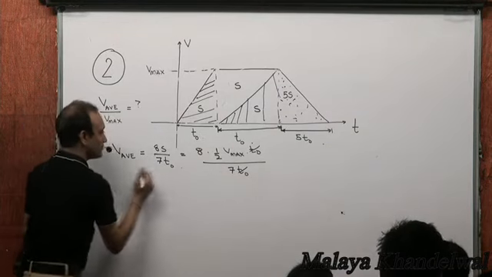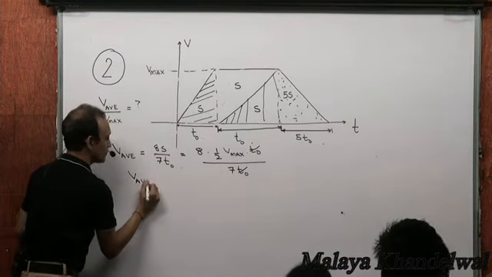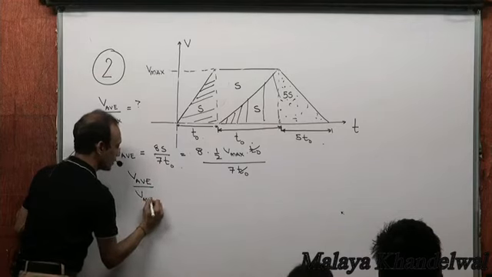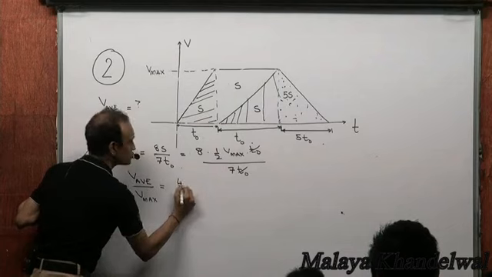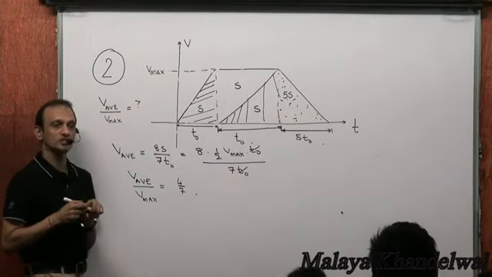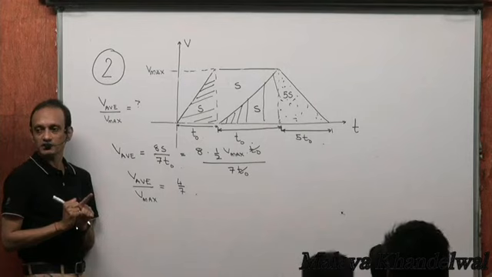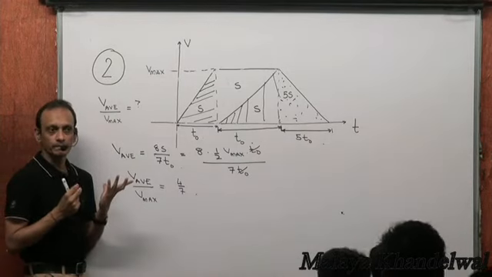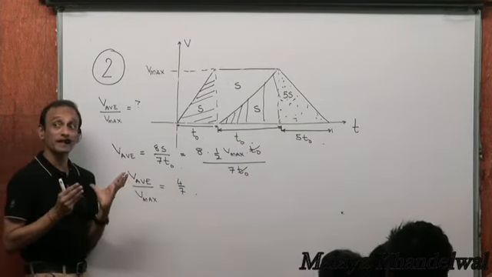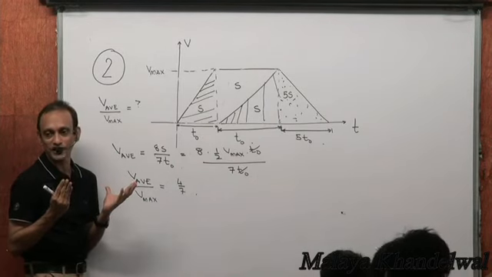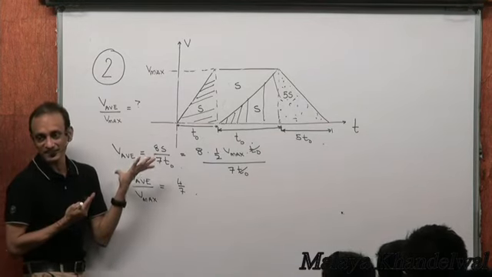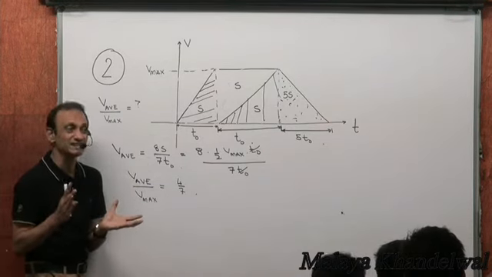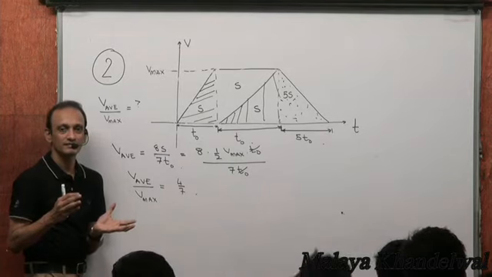So V average by Vmax is 4:7. Yes or no? You got the same answer? Yes. Graphically? Very good. So it's again, like I said, in cases of constant acceleration, it's best to handle those problems graphically. See how easy it is. Algebraically, it'll get clumsy. But did you understand everything that I've said here?